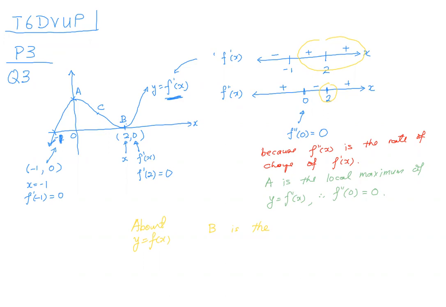Stationary point of inflection. Okay, is the stationary point of inflection of this, okay, done. So now based on these two, we can start to sketch the graph of f prime x.